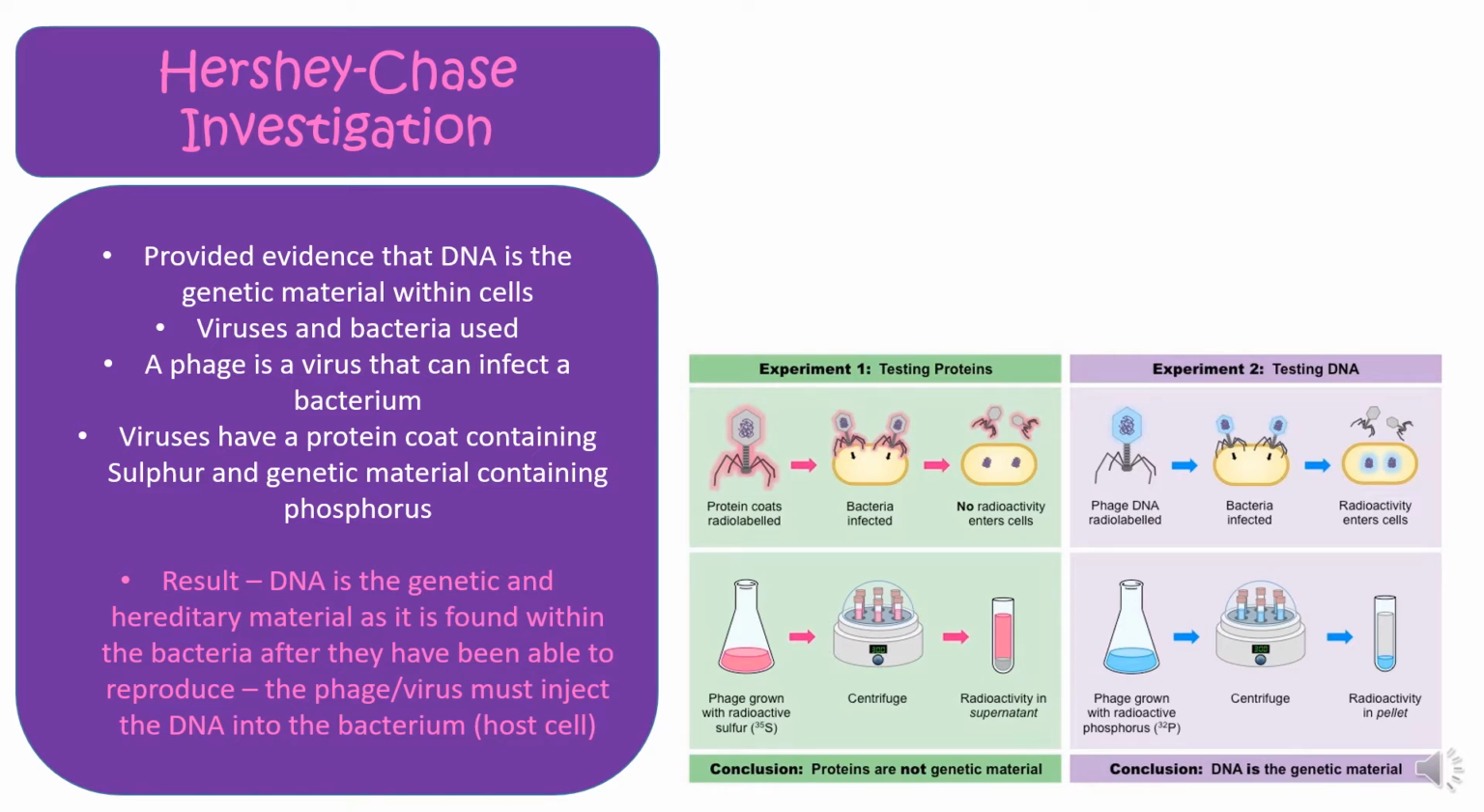Within their investigations, viruses and bacteria were used, and it's worth noting that a phage is a virus that can infect a bacterium. That terminology comes up quite a lot, in this diagram here and when you are researching. It might also be useful to know that viruses have a protein coat containing sulfur. We should know by now that amino acids can contain sulfur, and that the genetic material contains phosphorus. So within a nucleotide you have phosphorus, and there isn't any sulfur in the genetic material and no phosphorus in the protein coat, which is why those two elements were the ones they decided to label.